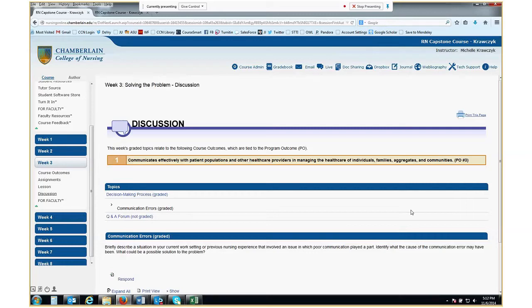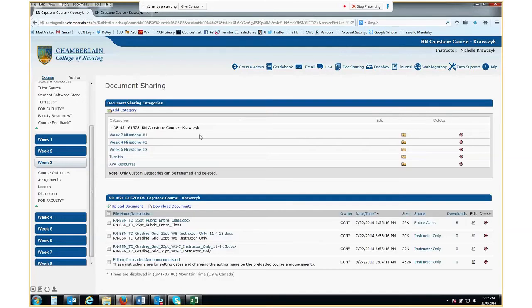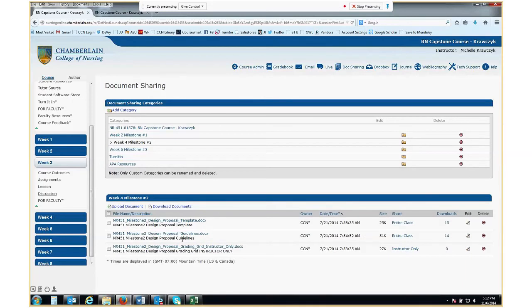So let's talk a little bit about milestone number 2 that is going to be due at the end of week 4. So it's not due this week, but please start working on it. It will be due the end of next week. So let's take a look at those particular documents. In doc sharing, you will see that there are two documents for you that you will need to look at. The first one is the guidelines and the template. So let's look at the guidelines first.